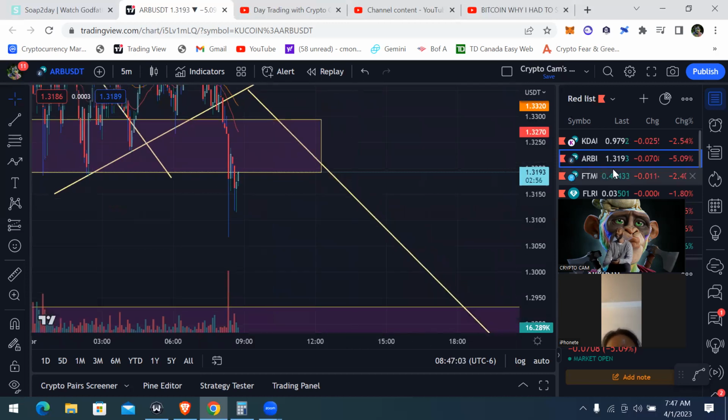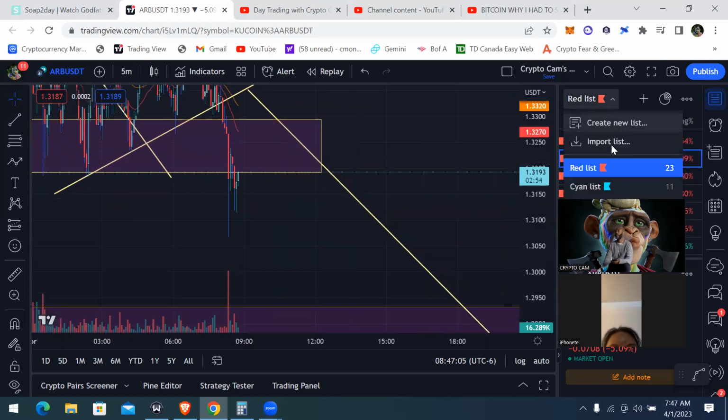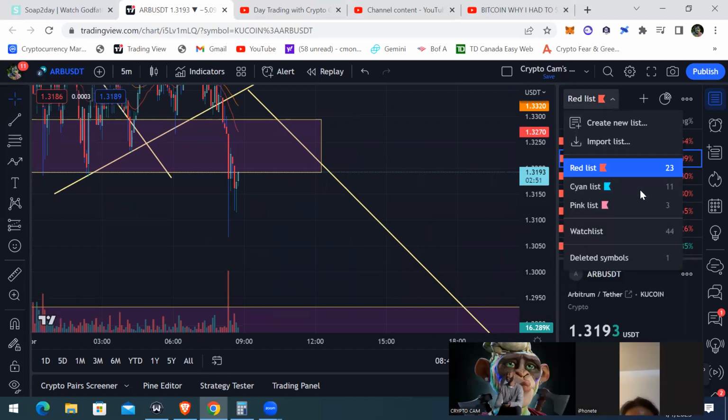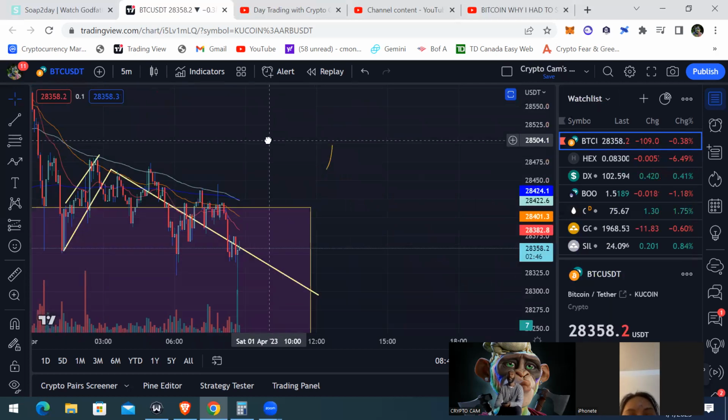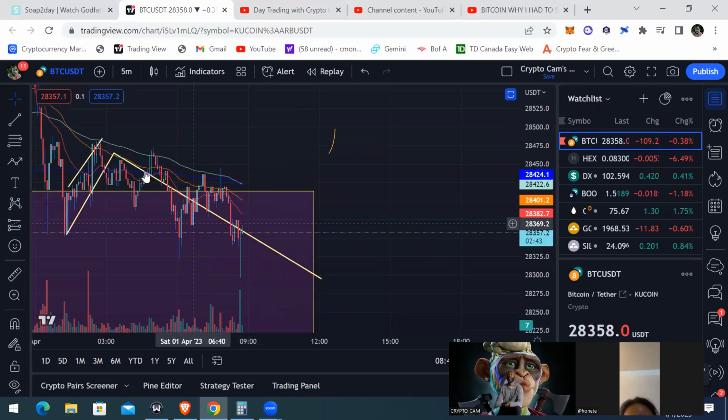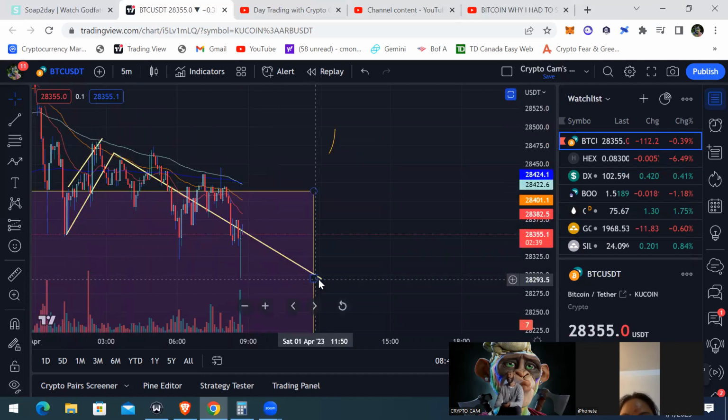So this is what happens whenever you figure out what a measured move is. Once you chart something and you figure out where price is going to go to, so this is an example. This is a rising wedge. I have the measured move coming down to actually here, which is like 28.2.